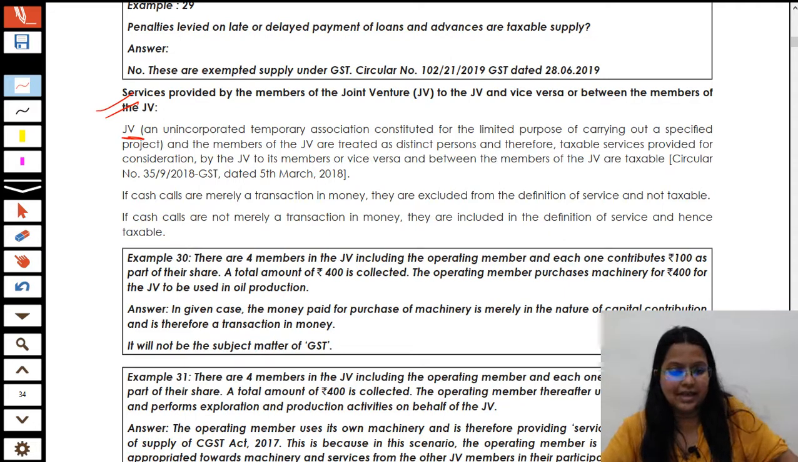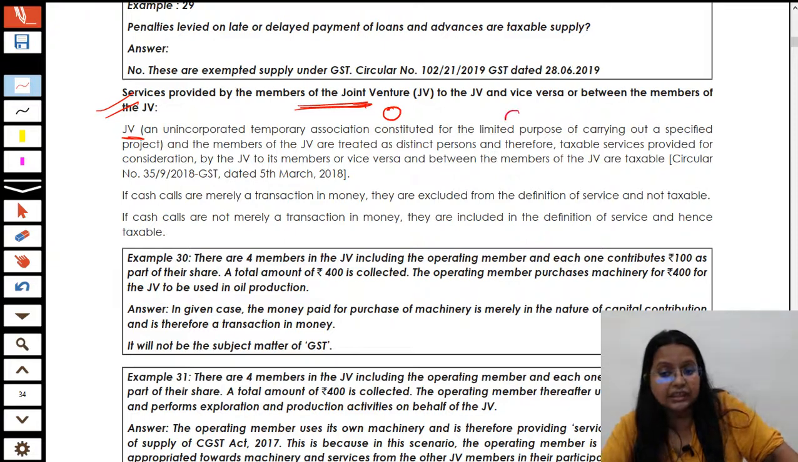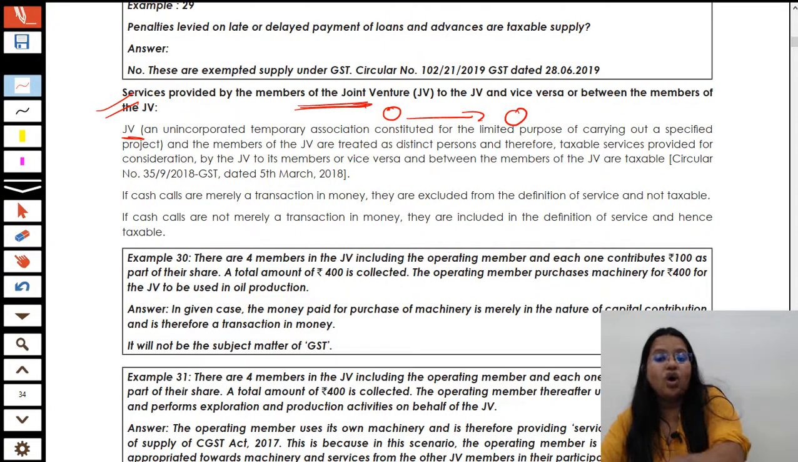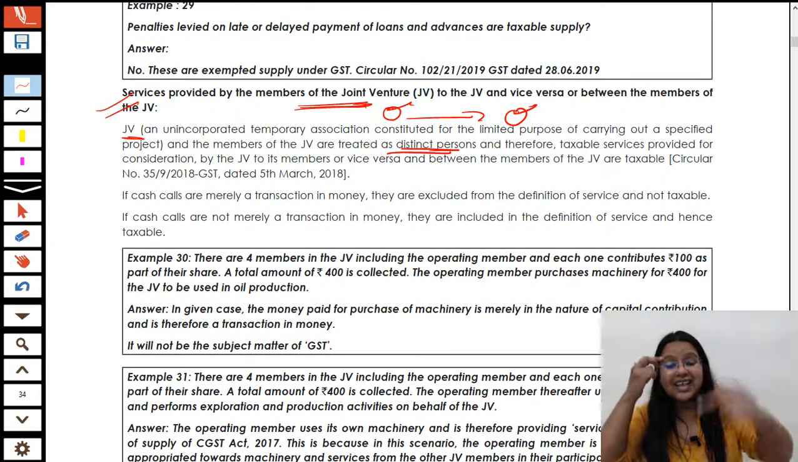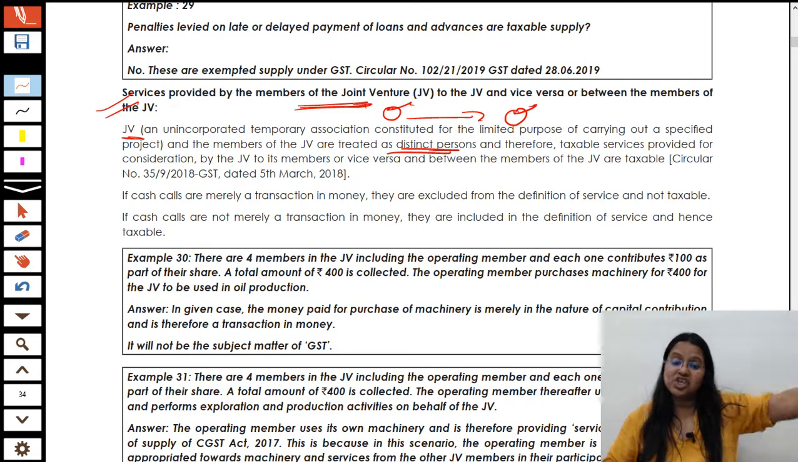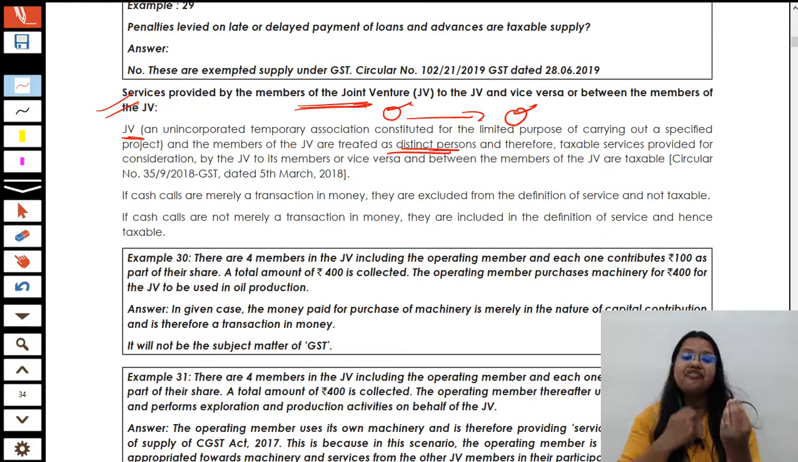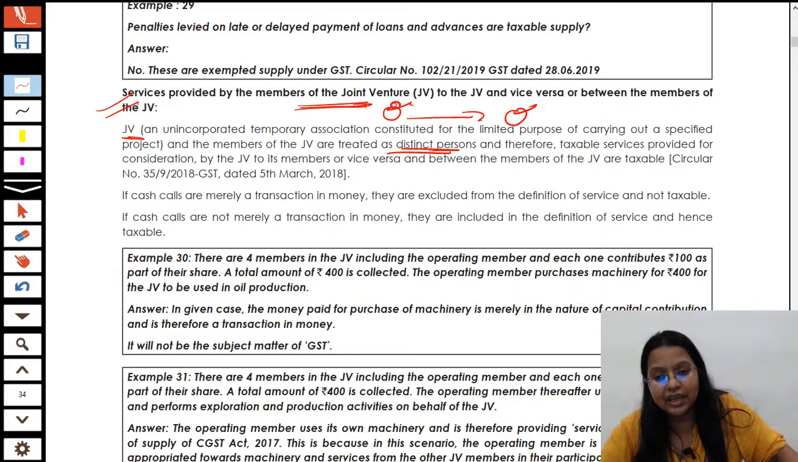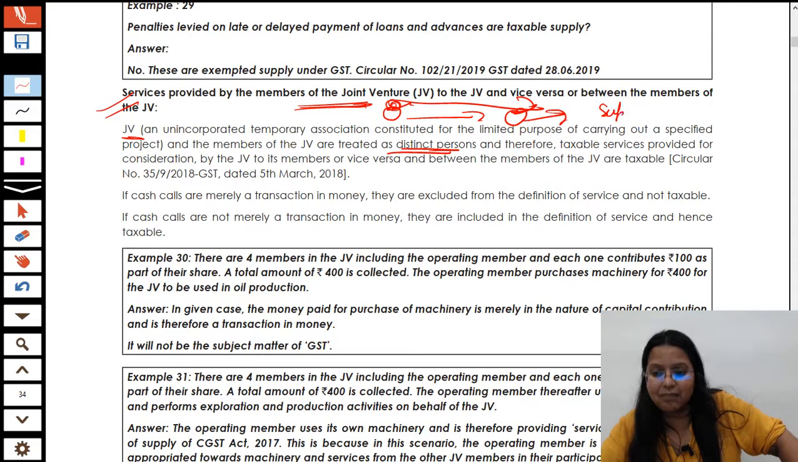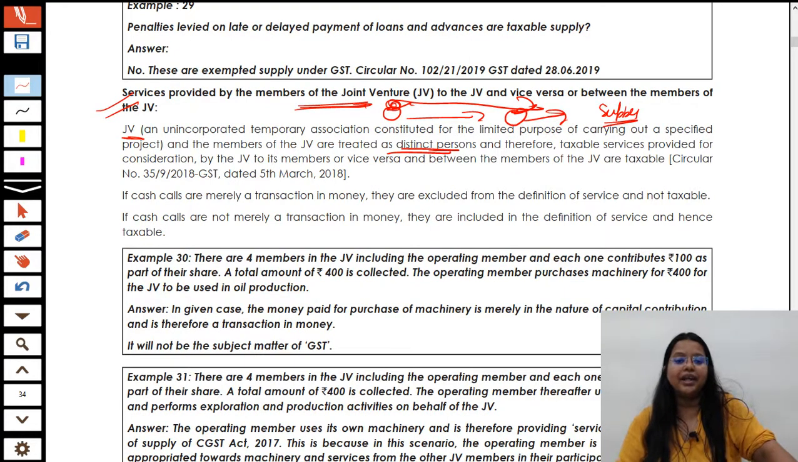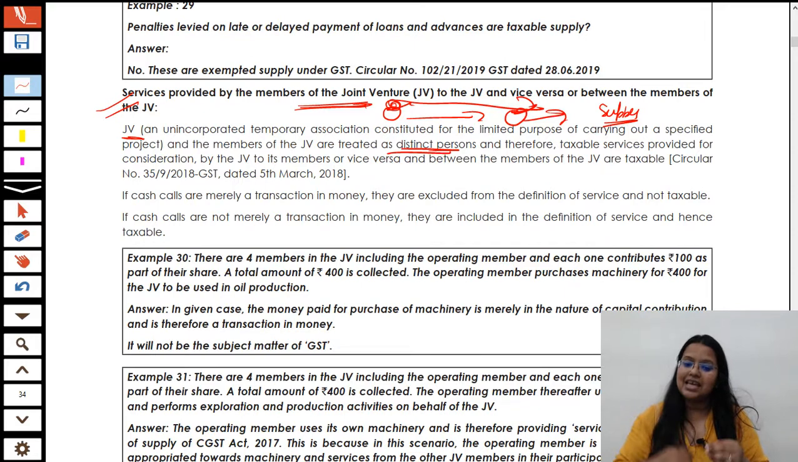Okay, now student, the next is members of the joint venture. If any member of the joint venture is providing a service to any other member, it will be known as a different person. Here distinct person does not mean distinct person as per section 25. No, this distinct person means different person. And when different persons give any kind of service to each other, it will be considered as supply. So yes, there shall be a taxable supply, and accordingly GST shall be levied. And even in the case of joint service supplied by the joint venture to its member, it will be taxable also. Okay, and vice versa.